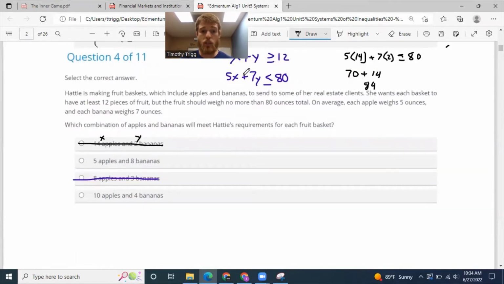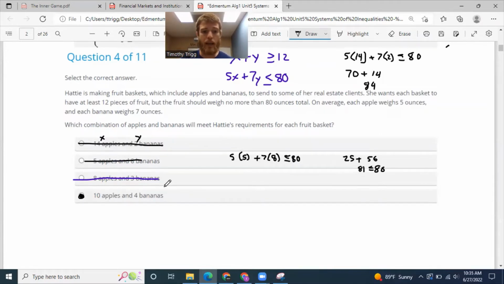Let's go ahead and try this second one. 5 apples, 8 bananas. So 5 times the number of apples, replacing x with 5 in this case, plus 7 times the number of bananas, which are 8 bananas. I want to see, is that less than or equal to 80? 5 times 5 is 25. 7 times 8 is 56. This adds up to 81, right? So is 81 less than or equal to 80? No, it's not. So it must be this last one here.